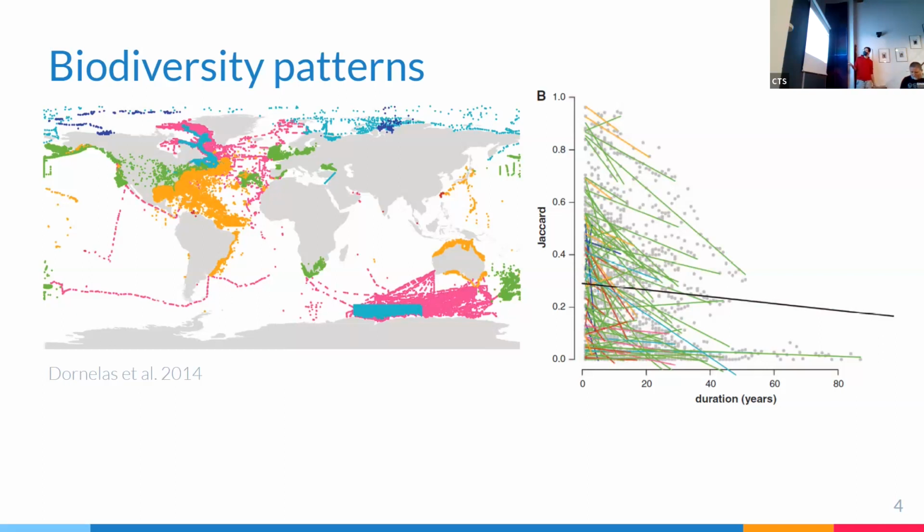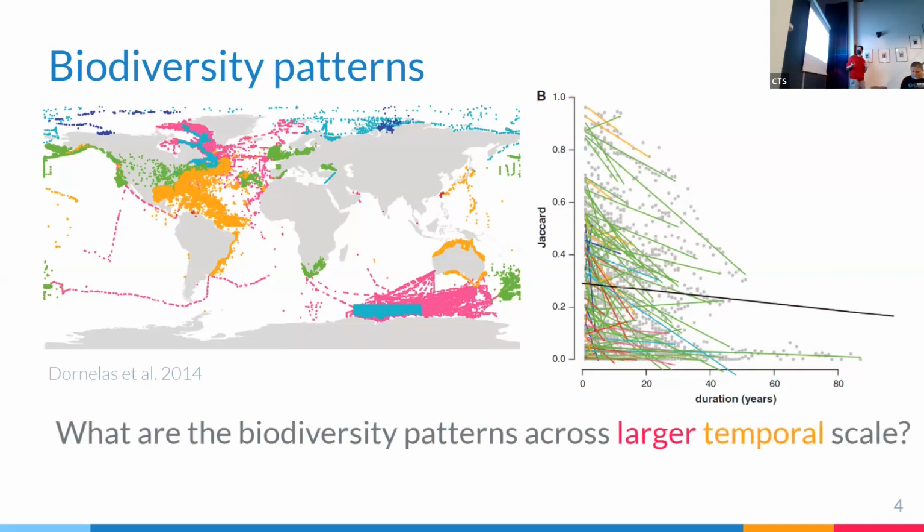But if you look at the scale here, because these are current ecological studies, they are mostly limited to, let's say, the last 100 years. We don't have that much data older than that. So the question, I think a good question, is what are the biodiversity patterns at a larger temporal scale, if you go more into the past?